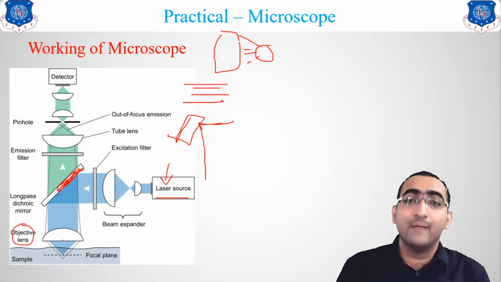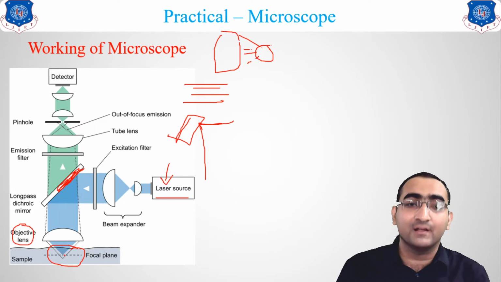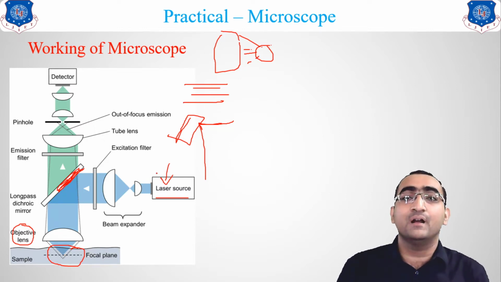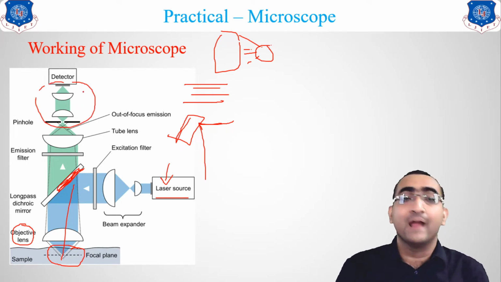It will make all the light fall on a particular sample. And then after that, what will be done? It will get reflected back and will come up, and it will directly fall towards the eyepiece which is over here. And from this eyepiece we can view the sample.